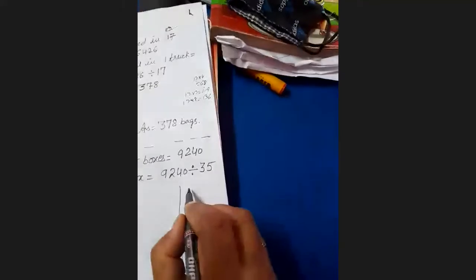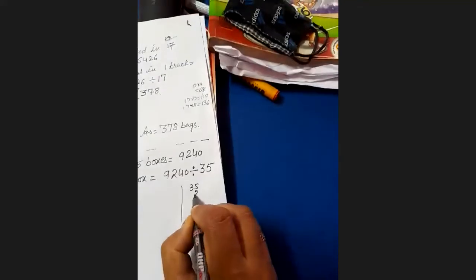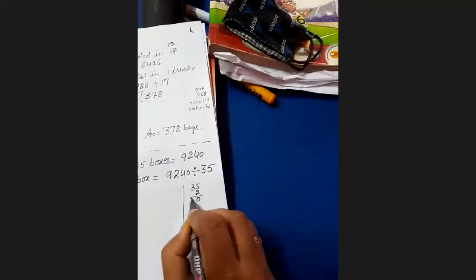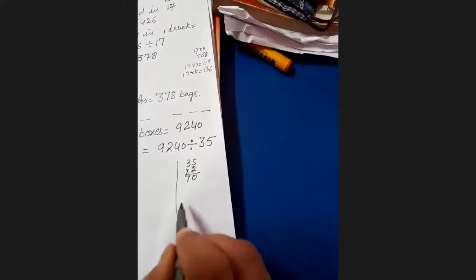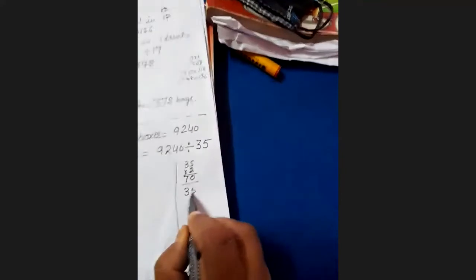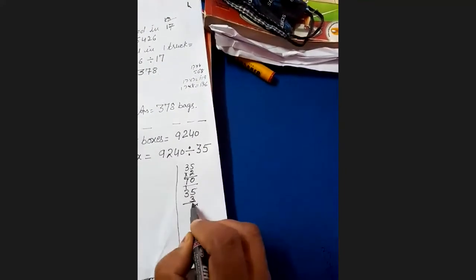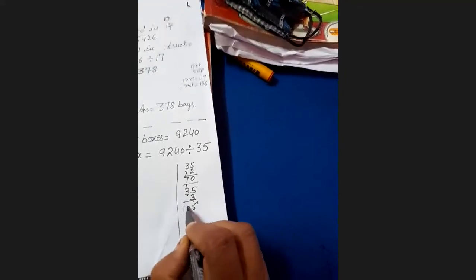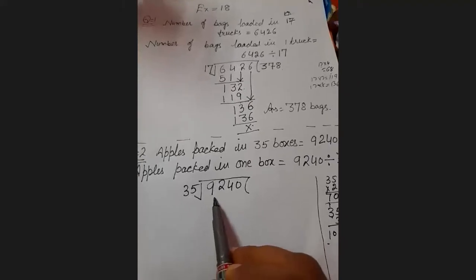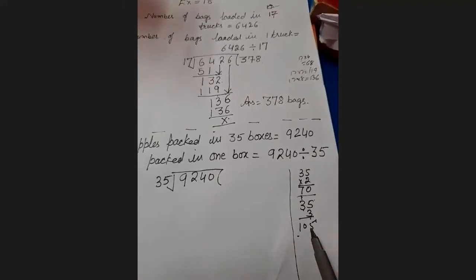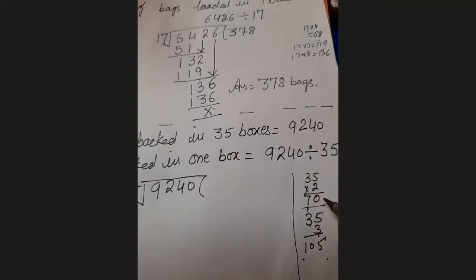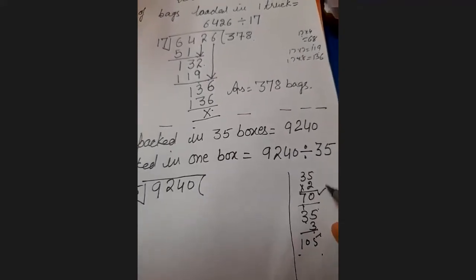Now on the rough side, 35 multiplied by 2 is 70. Now 35 multiplied by 3: 3 fives are 15, 1; 3 threes are 9 plus 1, 10. To get 105, but our number is 92. So 105 is greater than 92. So in the first step, students, we will divide by 2.